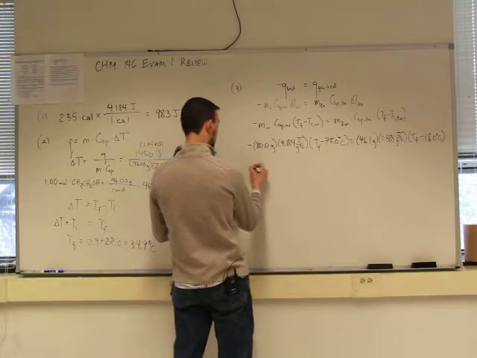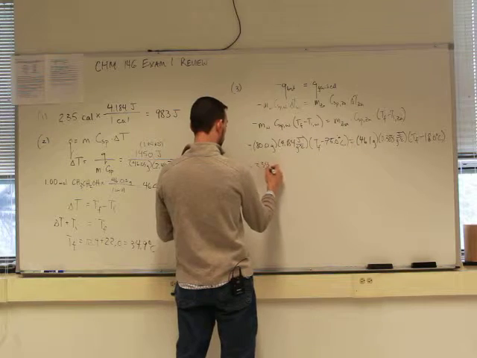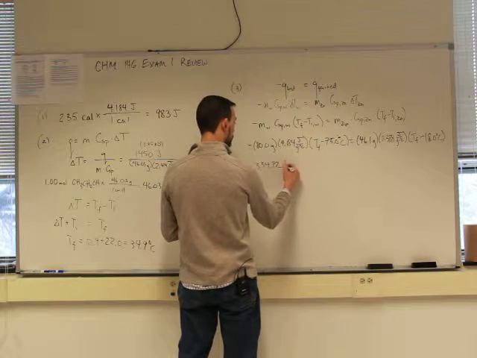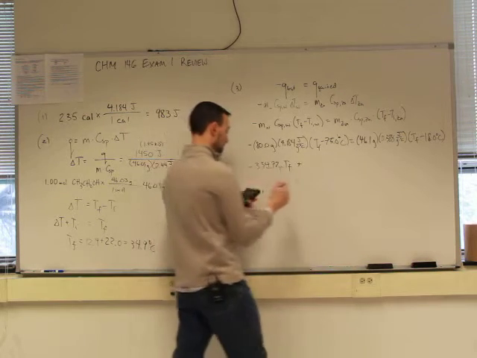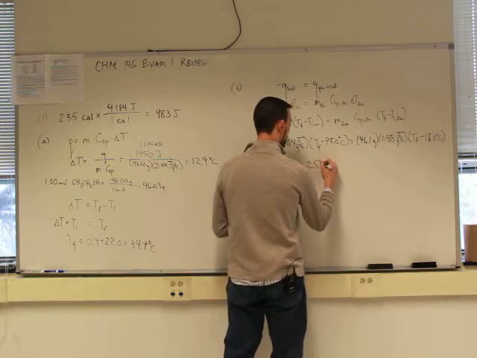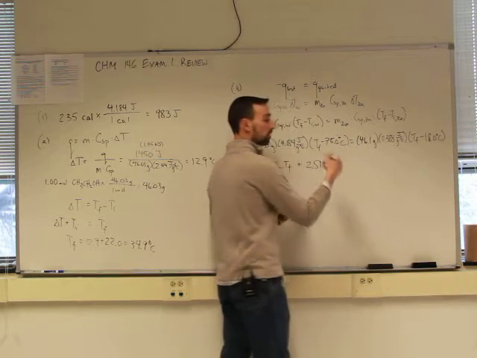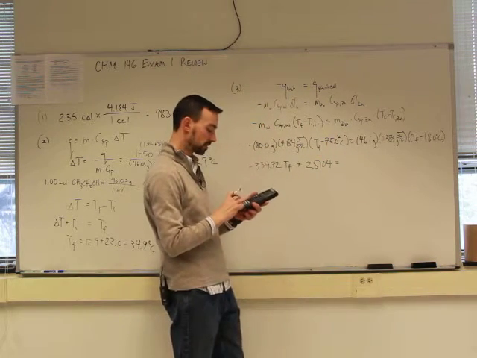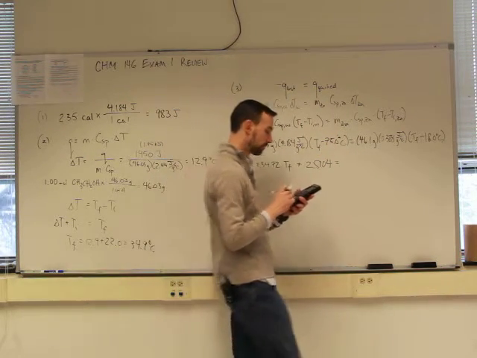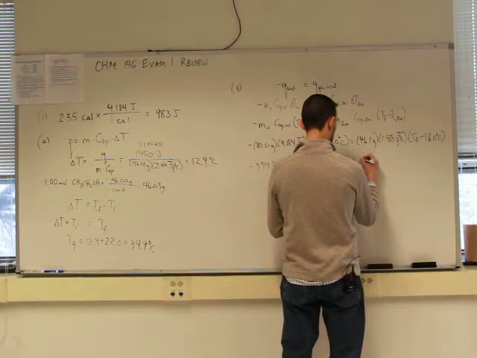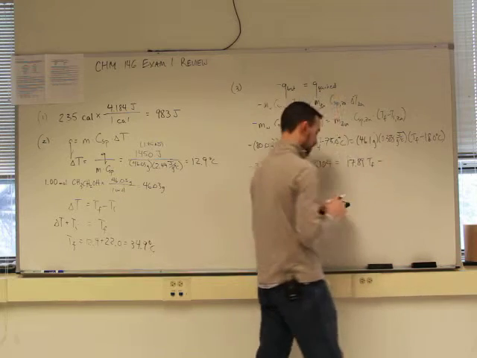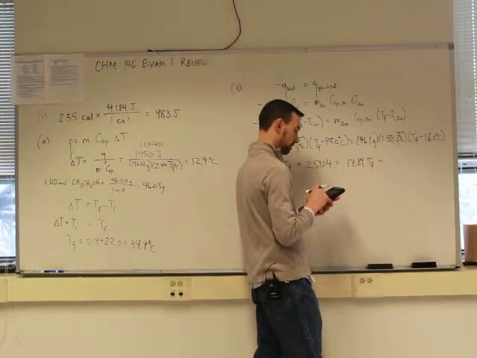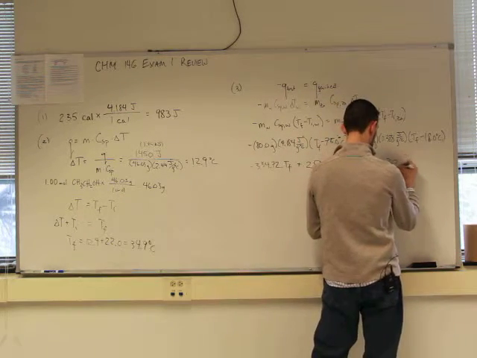So we're going to have negative 334.72 times the final temperature plus 25,104. And on the right side, we're going to have 17.89 times the final temperature minus 322.